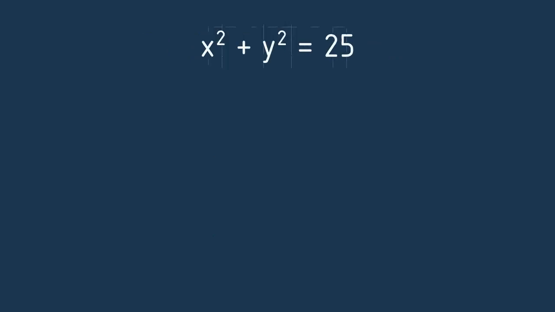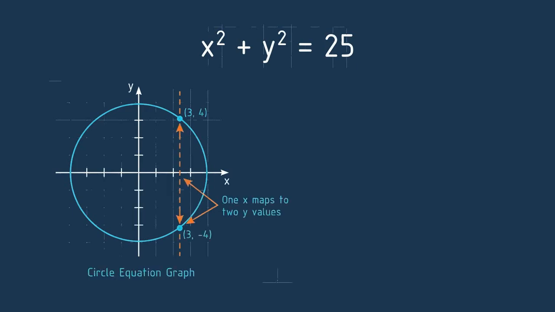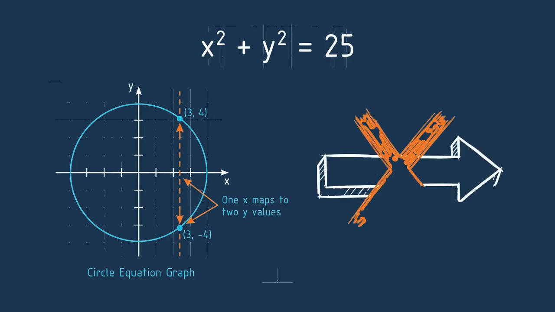Take x squared plus y squared equals 25. For a single x, there are usually two y values, one above and one below the center. That means a circle is not a function of x. Desmos can't just march left to right and compute y values. Instead, it treats the equation as an implicit condition.